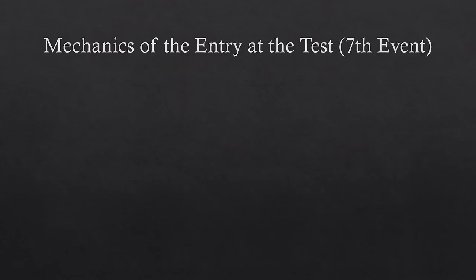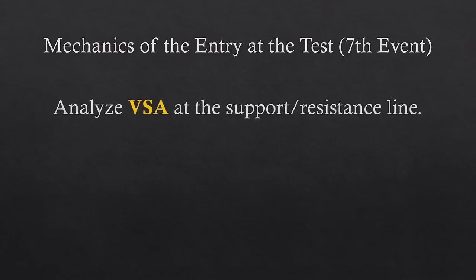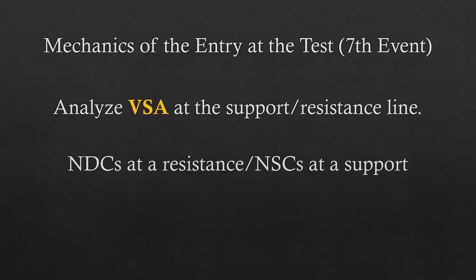Mechanics of the entry at the test. Since we are dealing with price hitting a support or resistance line in this case, we want to observe volume spread carefully. We want to see price respecting the line, either with no supply or no demand candles, or with high volume narrow range candles. Interestingly enough, low and high volume work well in this case. After that, we want to see price moving in the trend direction with an intent candle. That's the trigger for the trade.